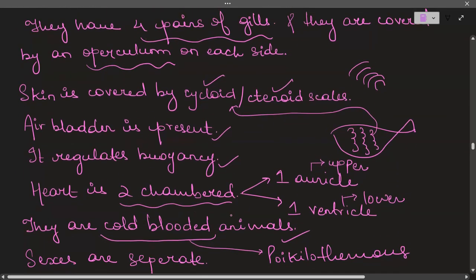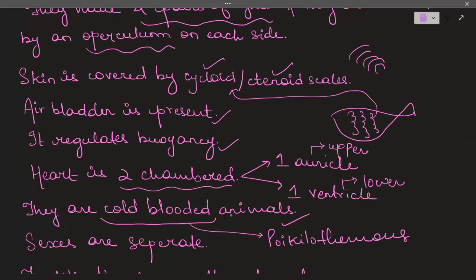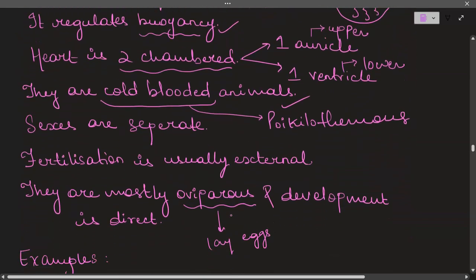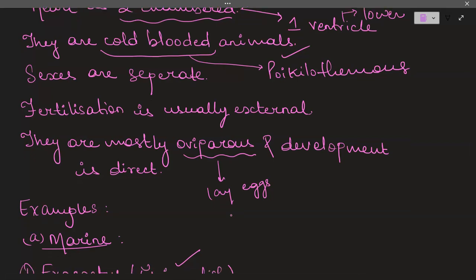Okay, the air bladder is present, so they can rest. They do not have to swim constantly. And since the air bladder is present, it regulates the buoyancy and does not allow them to sink. Again, their hearts are also two-chambered and they are also cold-blooded animals. The sexes are separate. The fertilization is usually external and they lay eggs. They are oviparous, but the development is direct.